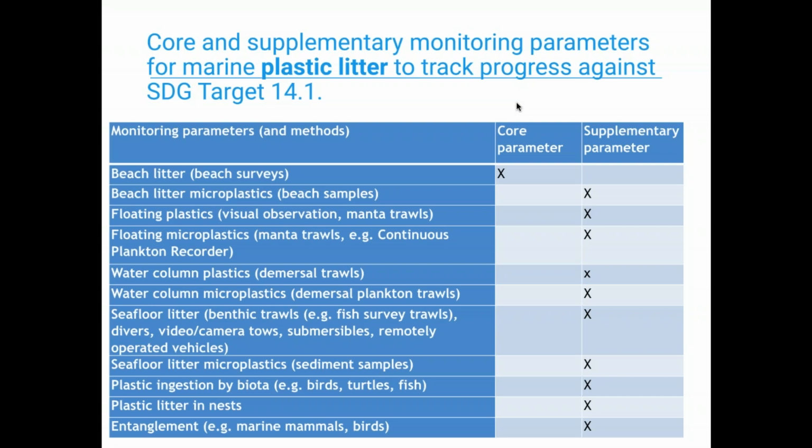Again, just to make sure my message is clear here, what we are presenting here is not really the marine plastic litter indicator or parameter itself, but it is a proxy to this indicator, which has been identified being these parameters mostly used or developed by regional seas programs in different countries.